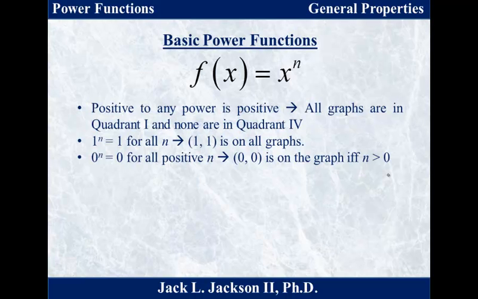1 to any power is 1 for all numbers n, no exceptions, so the point (1, 1) is on all the graphs, and ultimately that's the only point that's going to be on all the graphs. 0 to the n is 0 for any positive n, so if n is positive, (0, 0) is on the graph, and if n is negative or 0, then it's actually undefined for an input of 0.